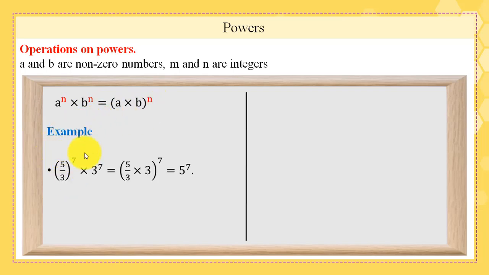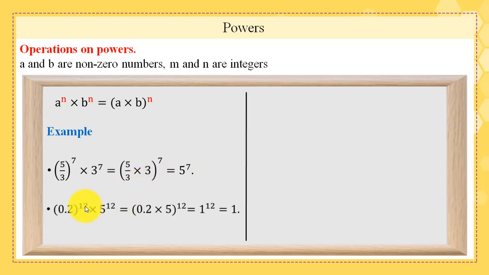Example, (5/3)^7 times 3^7. The two numbers 5/3 and 3 have the same power, which is 7. So it is equal to (5/3 times 3) all to the power 7, which is equal to 5^7.